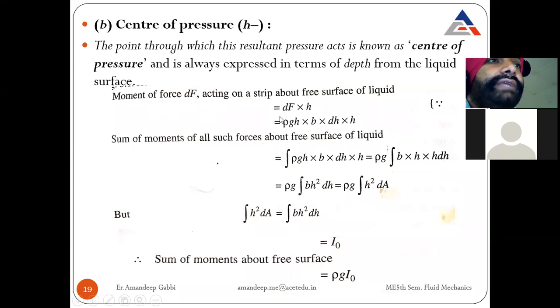Now dF we have calculated in the previous step for the total pressure. dF is equal to rho gh b into dh, pressure into area. Rho gh is pressure and b dh is the small area, and h is for this particular moment. Now the sum of moments of all such forces about the free surface: if you want to calculate the sum of the moments of all the forces, then you have to integrate this.